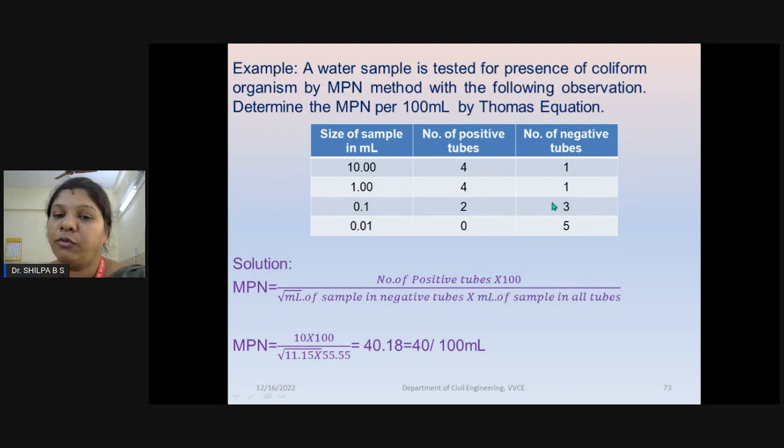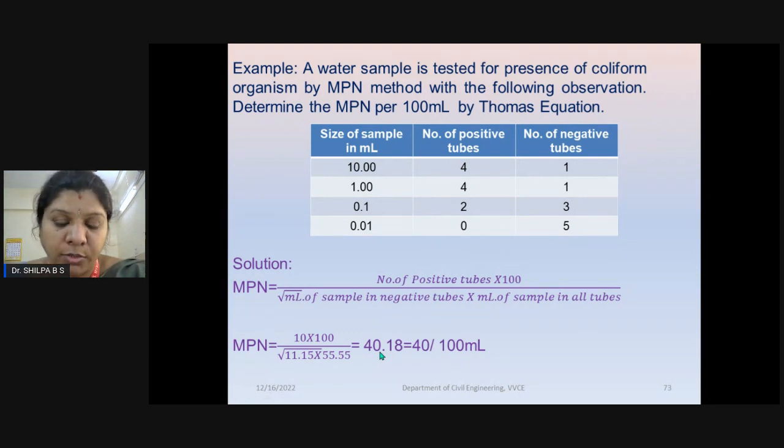The total number of tubes taken for each sample size is 5. So what we are going to do is 10 into 5 plus 1 into 5 plus 0.1 into 5 plus 0.01 into 5. So in total we get 55.55. That is the ml of sample that we have taken in all the test tubes. When we simplify this, we get the value as 40.18.